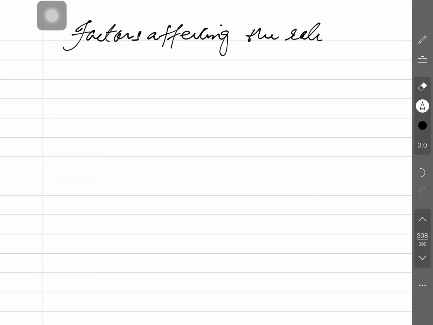So what are the factors affecting the rate of evaporation? Factors affecting the rate of evaporation. So what is the factor here? First is surface area.